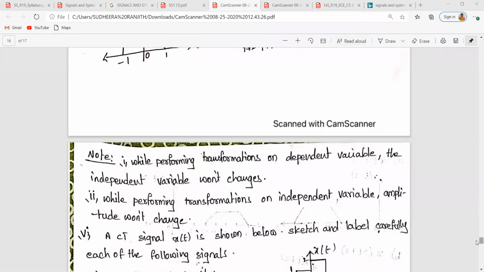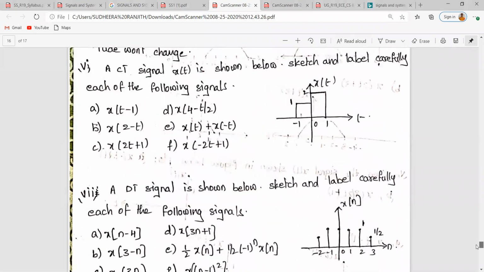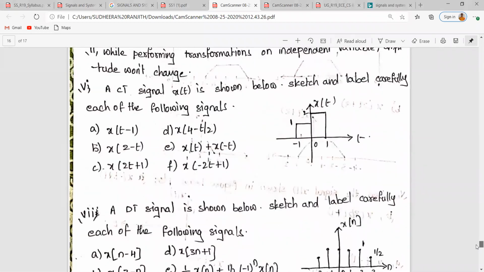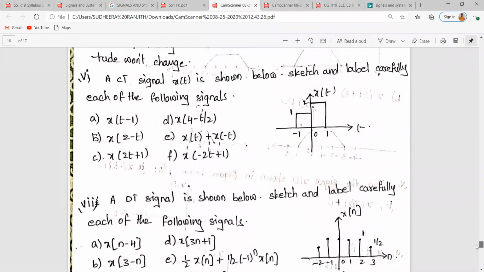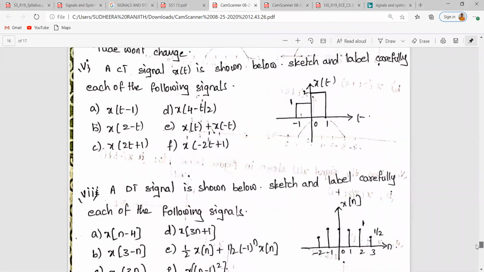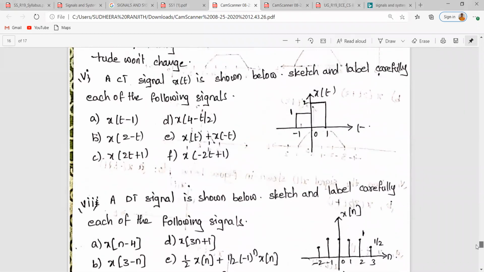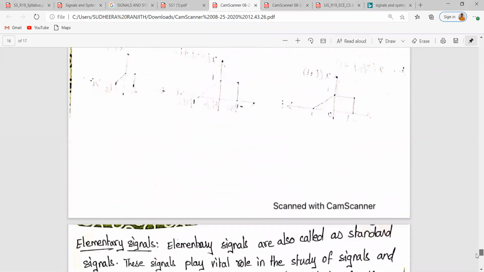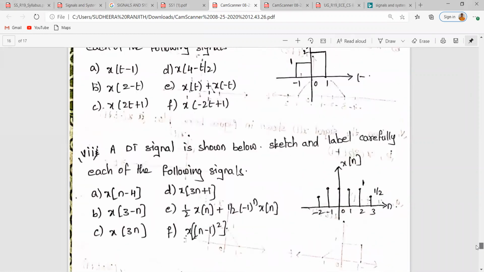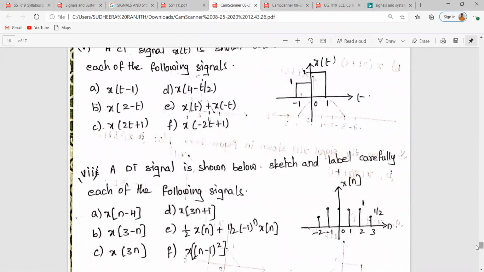And here I have given two sums. Try to do these sums by next class. I will explain them, but please try to complete these two sums by next class. Okay? And in the next class, after discussing these two sums, we will discuss elementary signals. Is it clear?